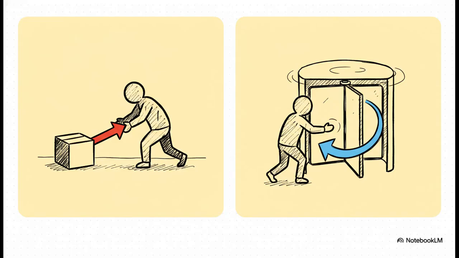Think of it this way. A linear force, that's like pushing a box, and it slides across the floor in a straight line. Simple. But a torque? That's what you apply to a revolving door. You're still using a force, but the result, the outcome, is rotation. That's the whole game with torque.